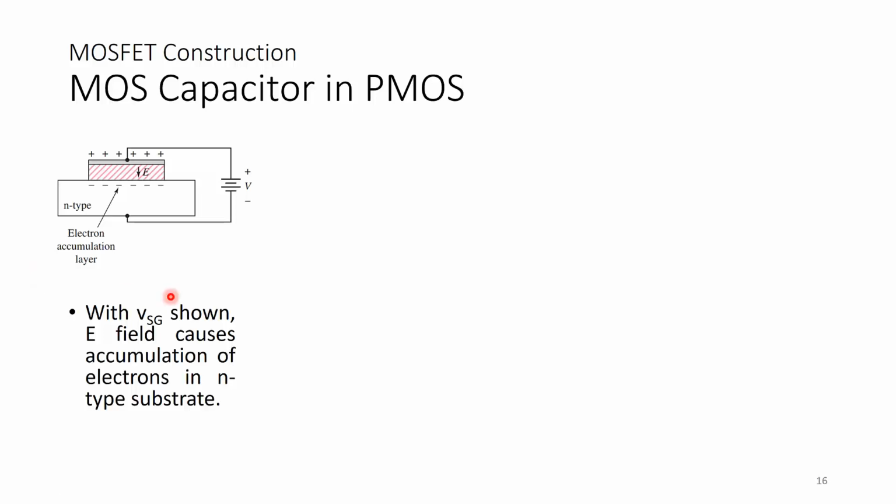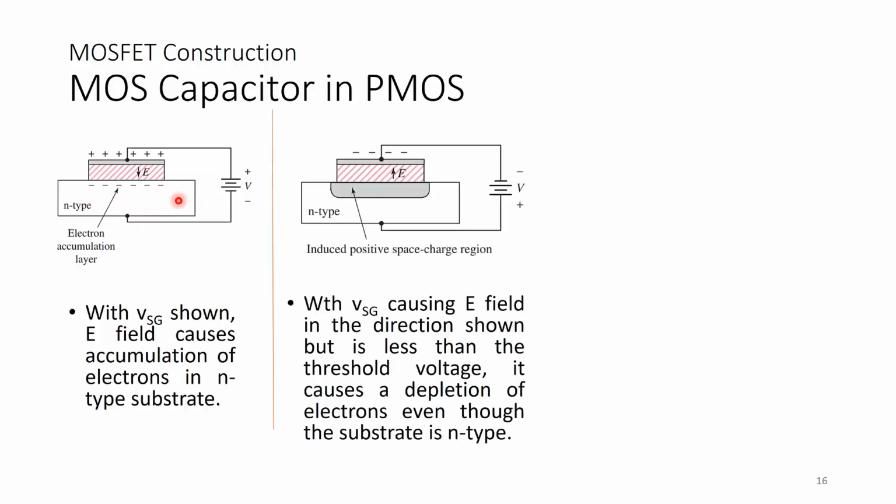So with PMOS, it's the same thing. If you have the voltage source in this configuration, what you have with the N-type, because with PMOS, the source and drain regions are P-type, but the substrate is N-type. So if you do it this way, you can have an accumulation of electrons in the N-type substrate.